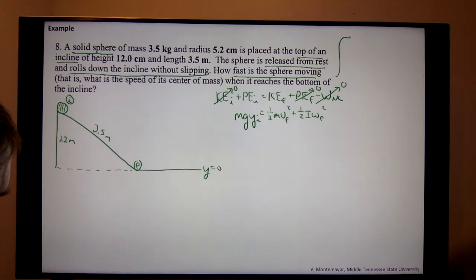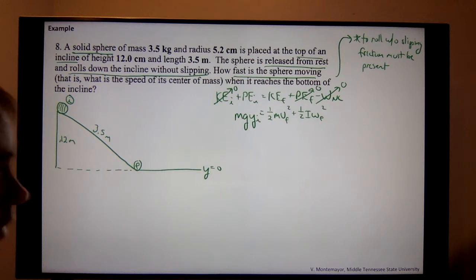And here is the reason why. First of all, we can say that to roll without slipping, friction must be present. Otherwise, it wouldn't roll at all. It would just slide down the incline. There's no way for me to walk if there's no friction. My feet will just simply slide and they won't roll forward as I walk. So friction must be present.